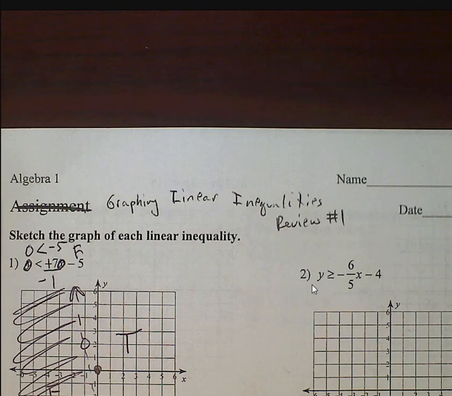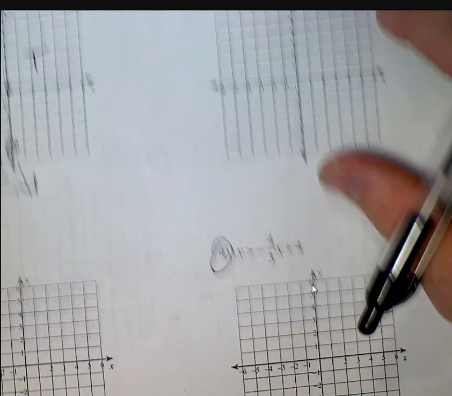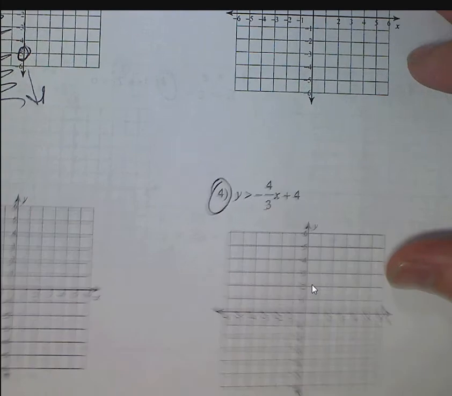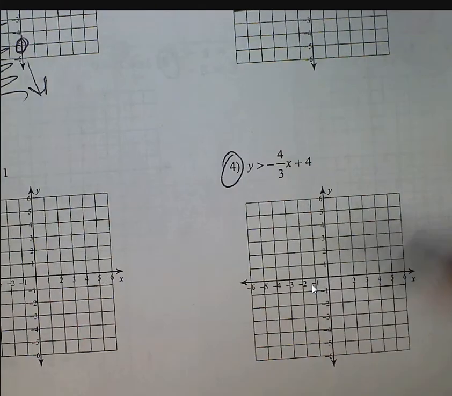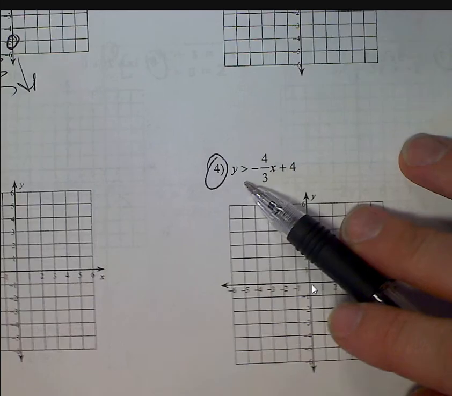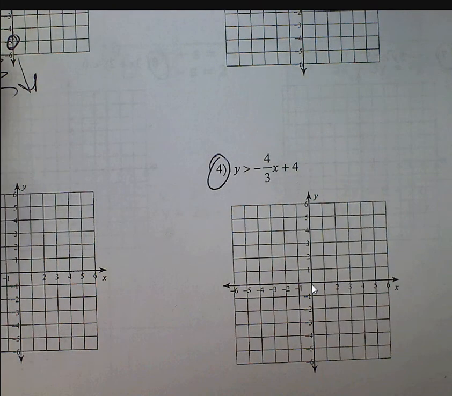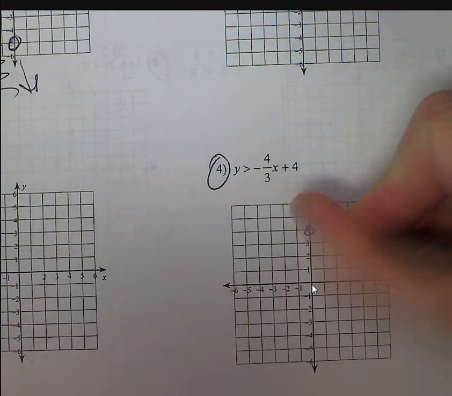Okay, this is graphing linear inequalities review number 1. We are on number 4. When I graph this, this is an open circle. That is greater than, there's no equal or line underneath. So we're going to start at 4, so open circle at 4.